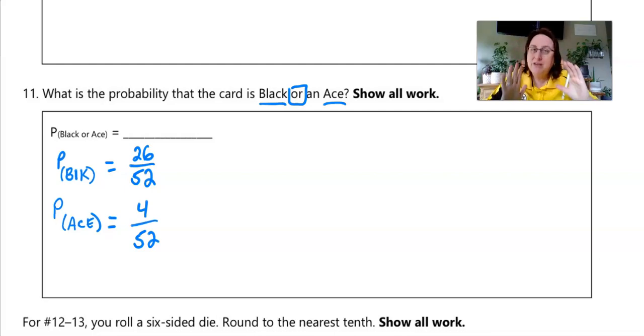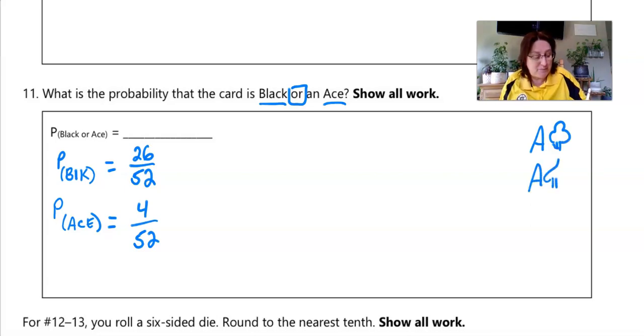Okay. Now we have to ask ourselves before we go any further, guys, can a black card be an ace? Or can an ace be a black card? What do you guys think? All right, so hopefully you said, hey, yeah, Miss Smith, there's an ace that is a club, and I'm going to try to draw my little club over here. And there's also an ace that is a spade. So both of those are black cards, aren't they? So there's actually 2 cards out of the 52 that are both black and an ace.